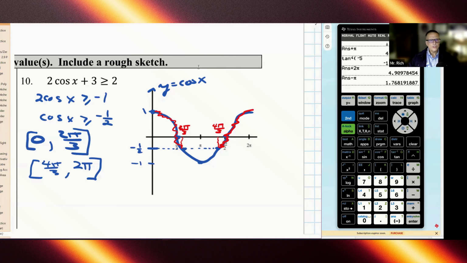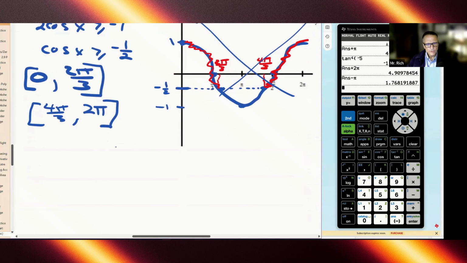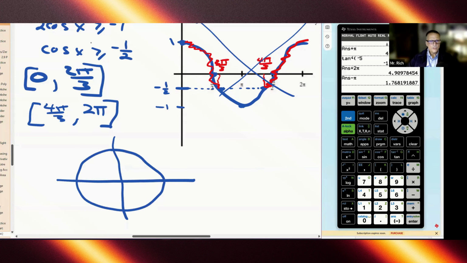Now, could I do this with just the unit circle? Suppose I was not going to sketch that. When we say that cosine x is negative 1/2, that can be done on the unit circle as well, in terms of where these angles are that are greater than or equal to negative 1/2. So here's your unit circle. What you would do is say, where is cosine negative 1/2? You would say, oh yeah, it's here.